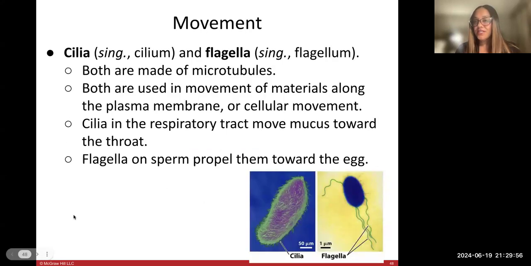Cilia and flagella are the two movement structures that help cells move. Both are made of microtubules. Both are used in movement of materials along the plasma membrane or cellular movement. Cilia in the respiratory tract move mucus towards our throat and our nose, and then there are flagella on a sperm that propel them toward the egg.